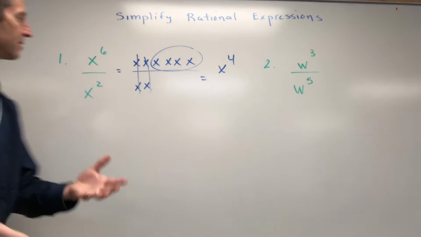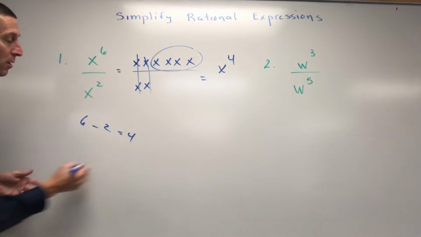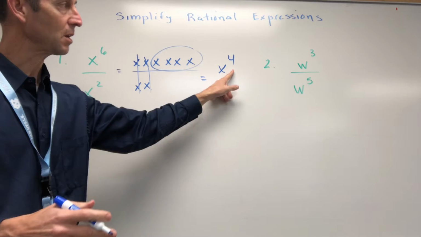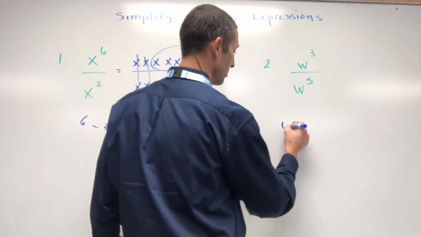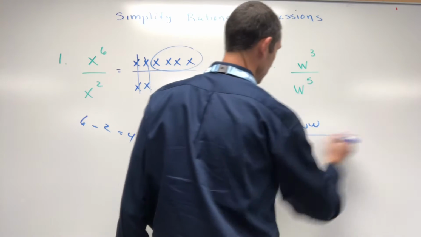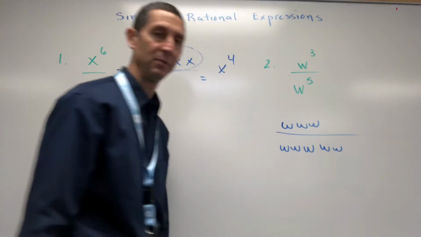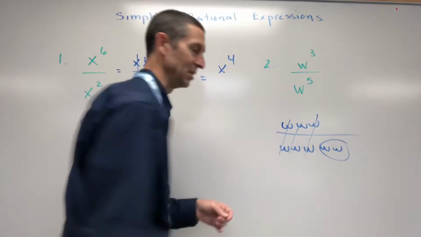Usually you subtract, you got the 6 and the 2, and you always do 6 minus 2, there's 4 x's left over, and that's where x to the 4th comes from. Like over here, w to the 3rd, w to the 5th. Not many people are going to count out 3 w's, and then 5 w's, and then get them to cancel. But it does make it really easy to see.